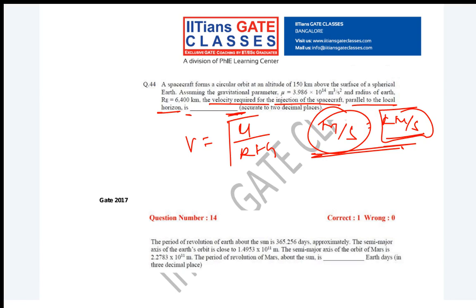Yeah, so it is 3.198 kilometer per second or 3198 meter per second.